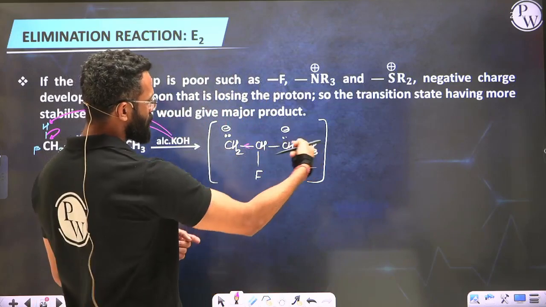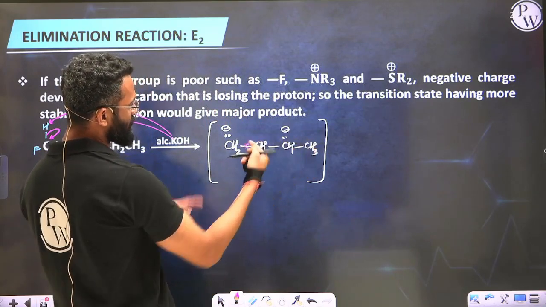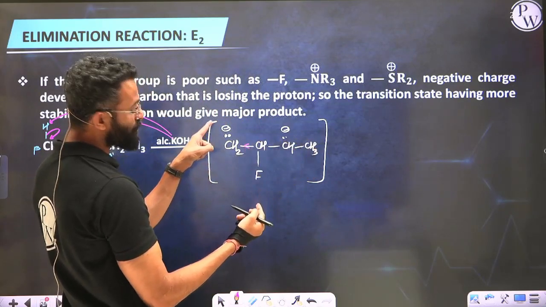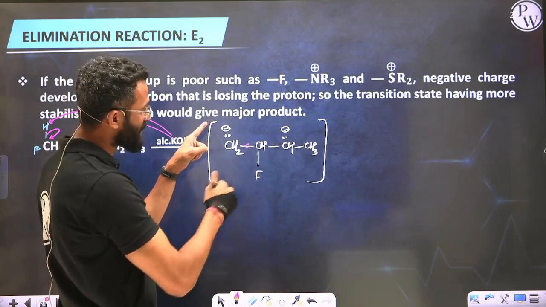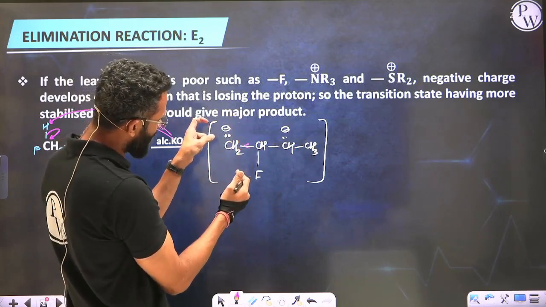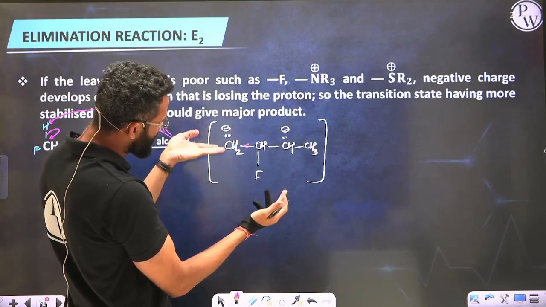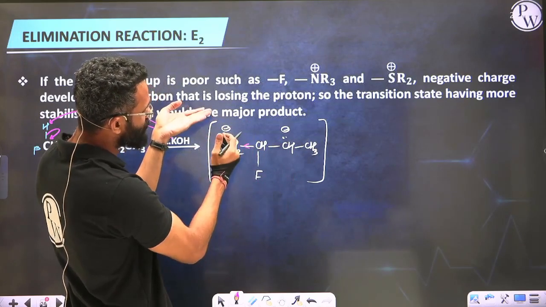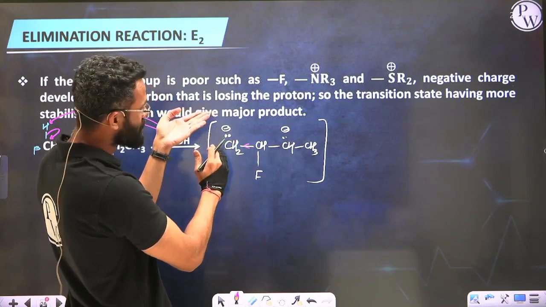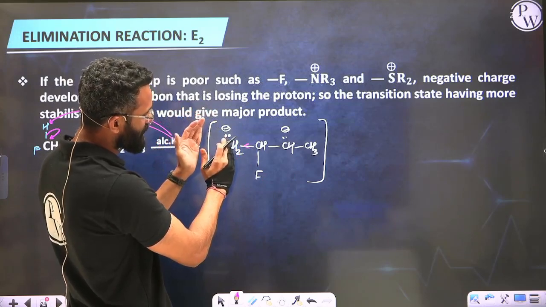So, the electron donating inductive effect will increase the electron density on the carbon ion, which is what we call accumulation of charge. If accumulation of charge or electron density increases, the stability of the conjugate base decreases. So this is going to be a less stable carbon ion.